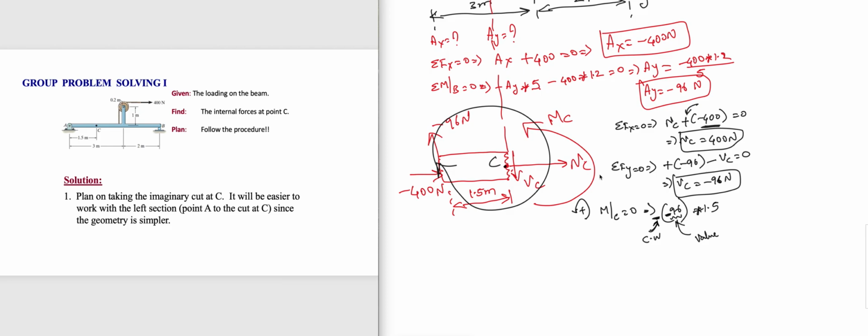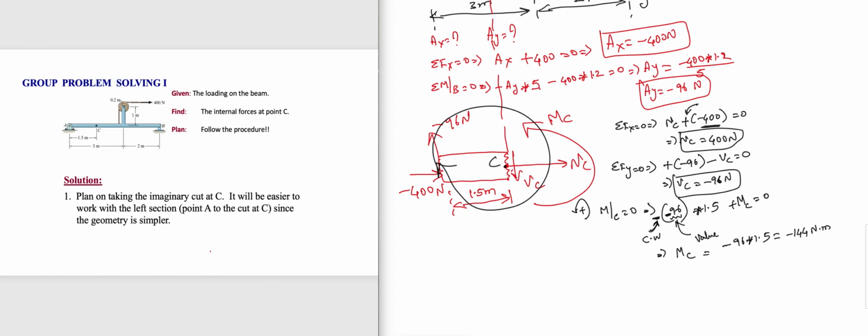Then what else we have? 96 times 1.5 is going clock, and then MC, we assumed it's going counterclock, is 0. Then what is MC? That implies MC is negative 96 times 1.5, which is 96 times 1.5, which is 144, negative 144 Newton meter.